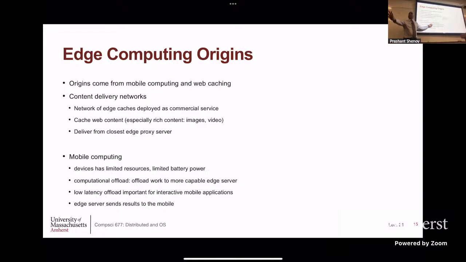And this edge server was maybe a server that is not battery powered. It's using grid power, so it doesn't have the same problems. It's a standard server, so it is more capable than a mobile device. So you could essentially do all of that extra work on a nearby server. That's computational offload. And because the server was nearby, you can do low latency offload.